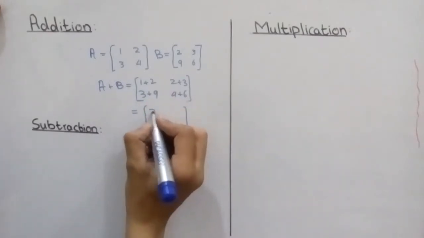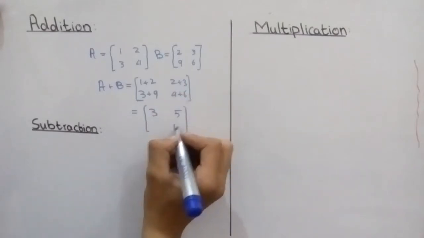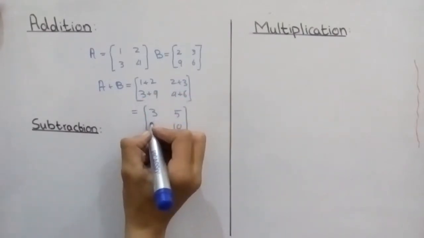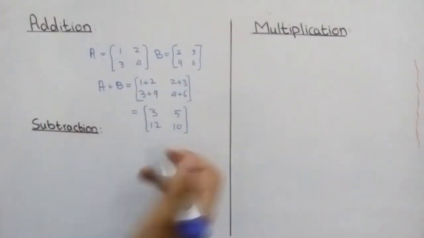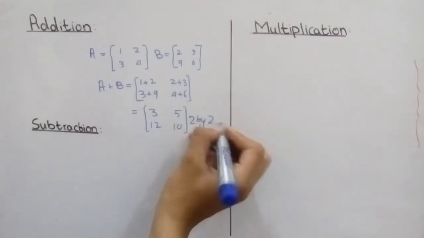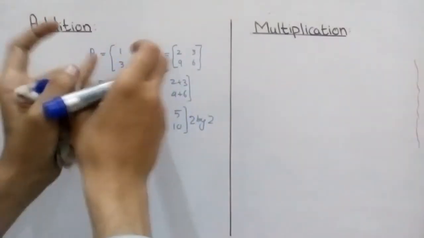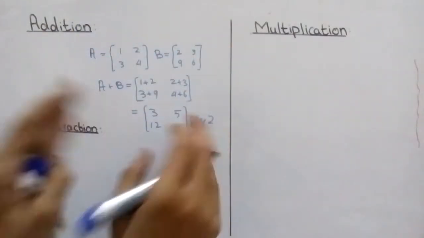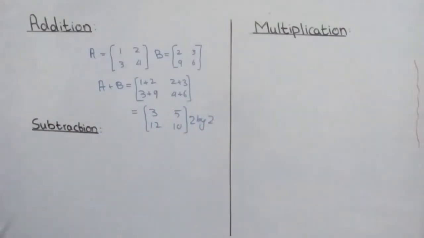1 plus 2 is equal to 3, 2 plus 3 is equal to 5, 4 plus 6 is equal to 10, and 3 plus 9 is equal to 12. The addition of A and B gives us the matrix like this, whose order is 2 by 2. The order of these two matrices was 2 by 2 for this and 2 by 2 for this, and the result gave us a matrix which also has a 2 by 2 order.